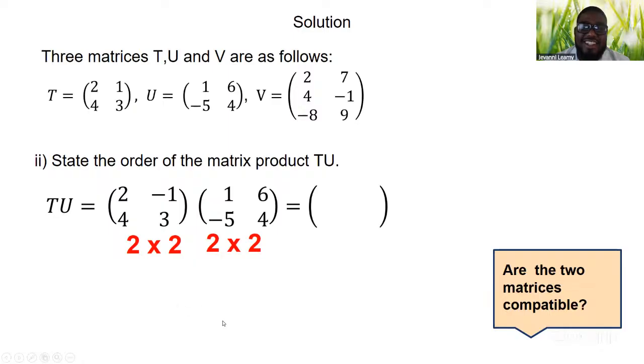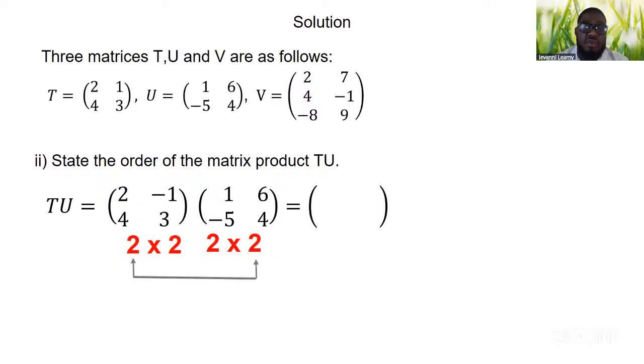All right. So we use the inner dimensions, which are the 2 and the 2. The number of columns in matrix T is 2, and it's equal to the number of rows in matrix U, which is 2. So they're both compatible.